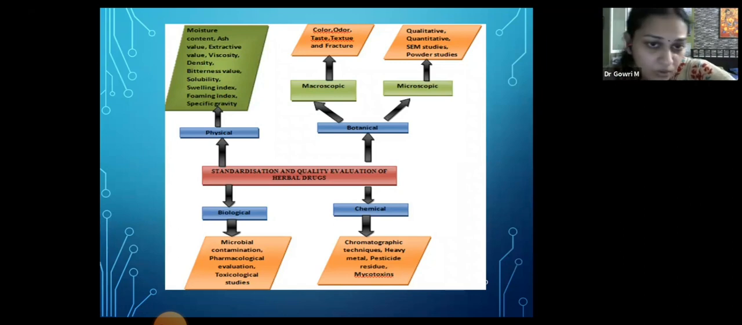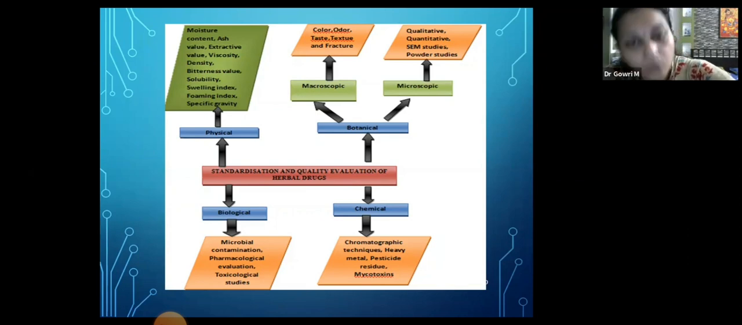So why are we doing all these parameters? Why do these parameters have to be checked? The first point is that if it is an unknown compound, we have to know whether the particular drug we are going to take is of value and is going to make any valuable contribution to our study. Is it going to give us any effect? So firstly, it is for screening.